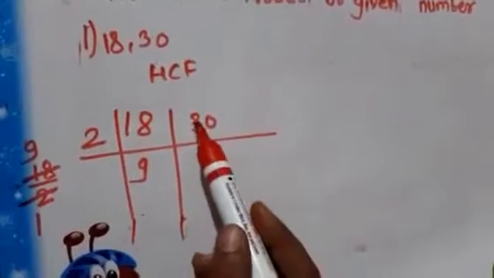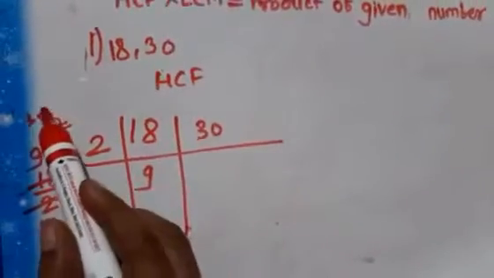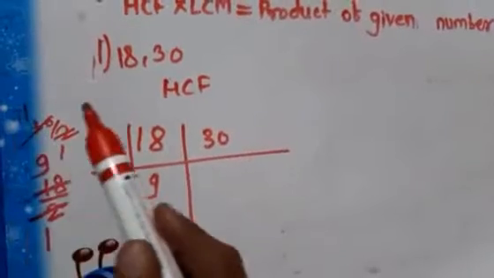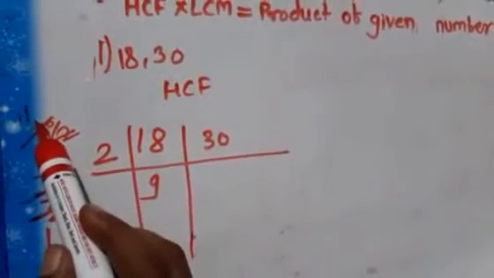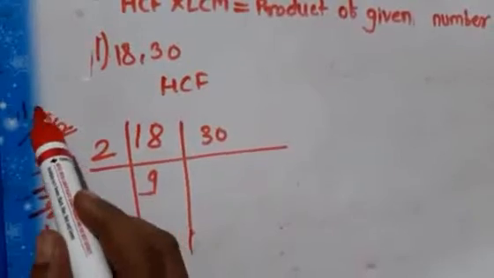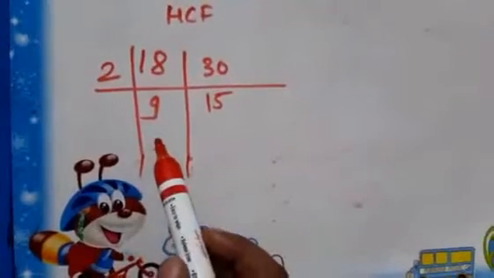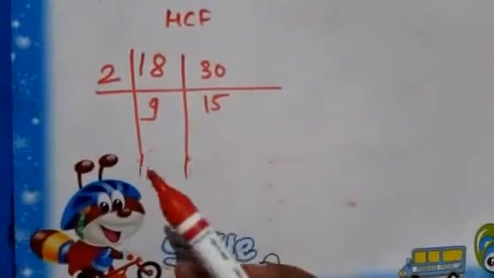Below 30, what should be written? 30 divided by 2. 2 ones are 2. The first digit is 3, so 2 ones we can take, and it will remain 1. Then 1, 0, 10. It will be 5. So here will be 15.